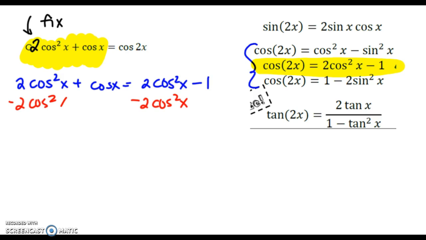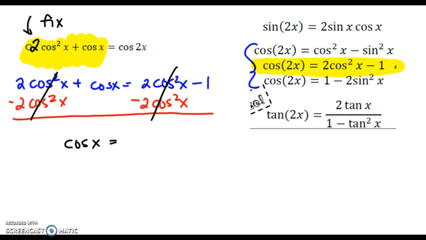cosine squared of x from each side. I'm really just trying to get all of my terms on the same side. But when I make that first leap, this goes away, and I'm actually left with a really nice expression. Cosine of x is equal to negative 1. That only happens one place. Remember, cosine's your base, so it's going to happen at pi.